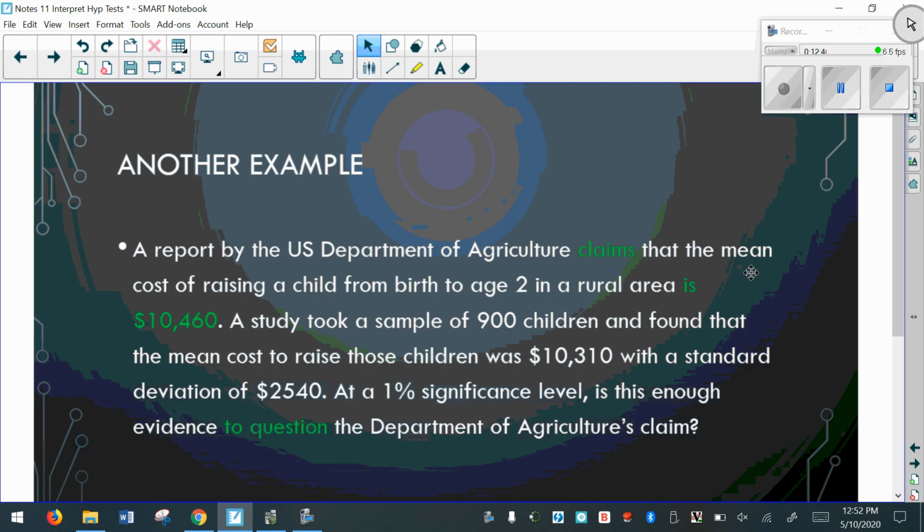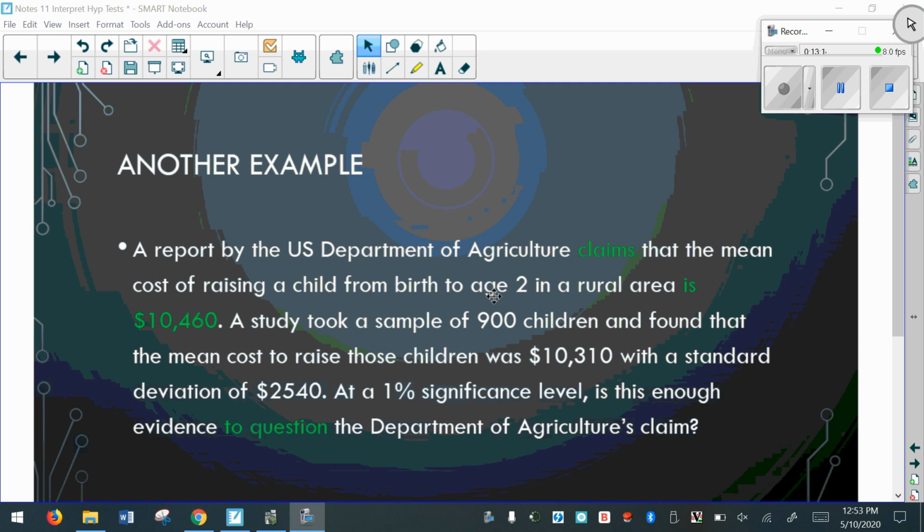Another example. Once again, go ahead and push the pause button and read, and find the information and write down everything that you're going to need for your calculator. Okay, so you have a claim that says is or equals 10,460. So if this says is, this is telling you that this is the H sub O because it has to have an equals with it.